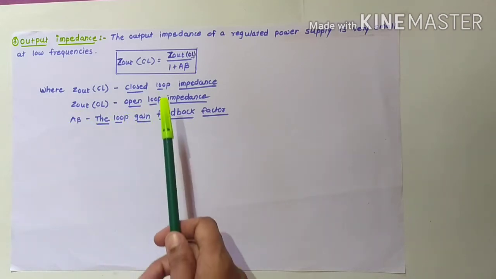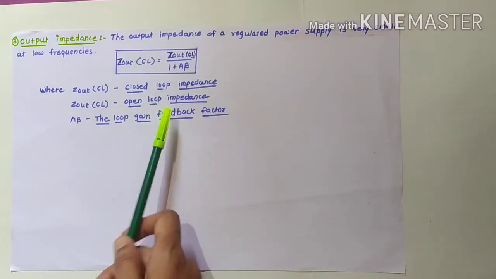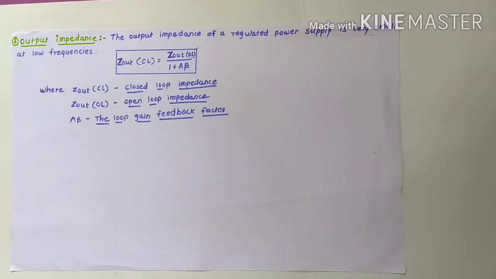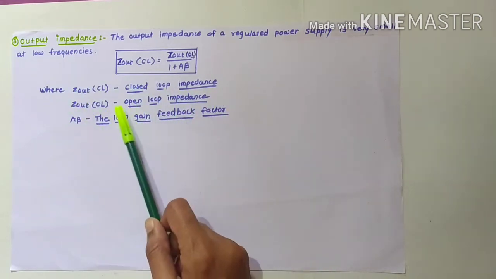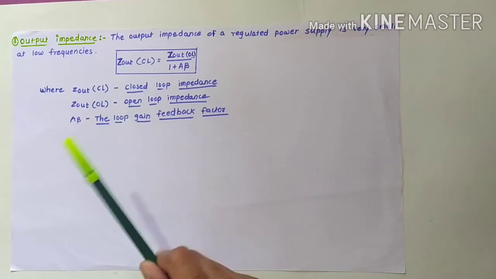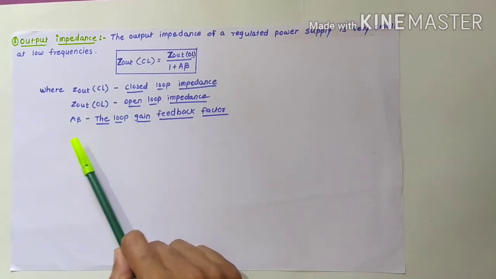And what is meant by closed loop and what is meant by open loop? Students, all of you know that in the previous standard, in oscillators, we have seen what closed loop and open loop mean. When feedback is given to the input, that is called a closed loop, and when feedback is not given to the input, that is called an open loop. Is that clear, students? Now this is closed loop impedance Z out CL, open loop impedance Z out OL, and this A beta is the most important factor.